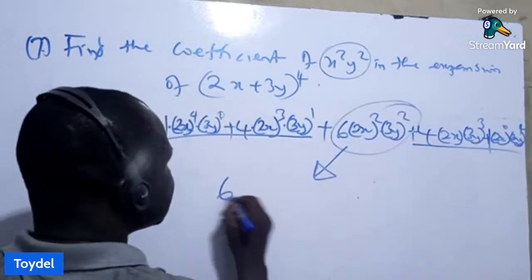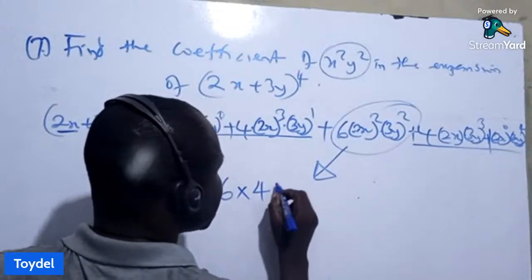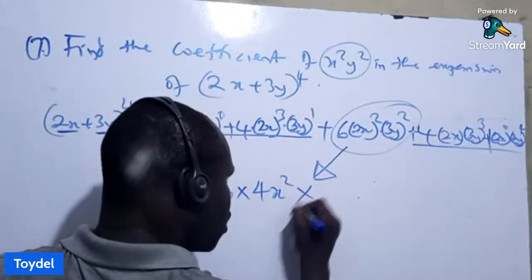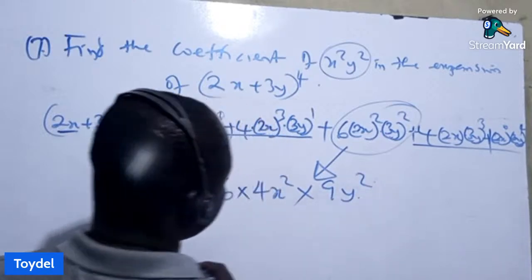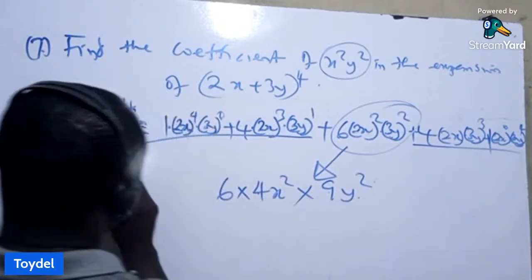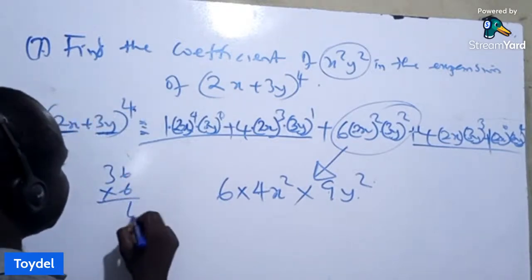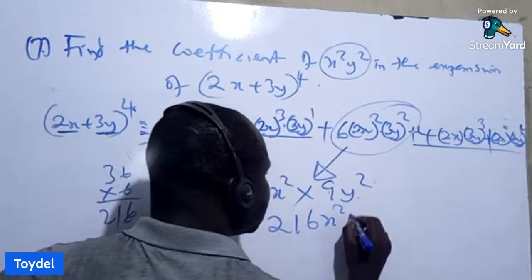I'm going to have 6. When I have 2x squared, 2 times 2 is 4, times x squared. Then also multiply by 3 times 3 is 9, times y squared. So at the end of the day, I'm going to have 4 times 9, 36. So 36 times 6, that's 216. So I'm going to have 216 x squared y squared.